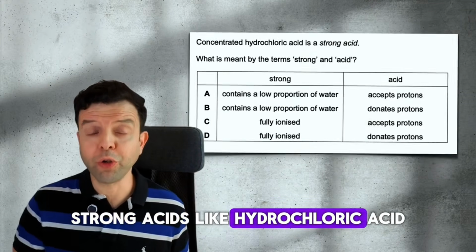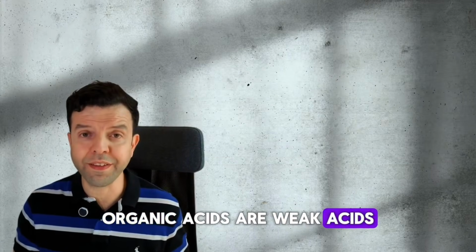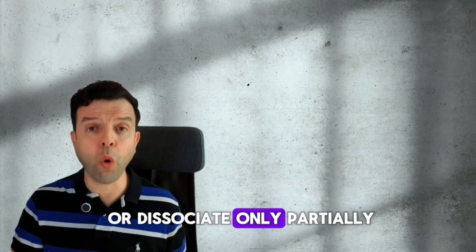Strong acids like hydrochloric acid ionize or dissociate fully. Organic acids are weak acids. That's why they ionize or dissociate only partially.